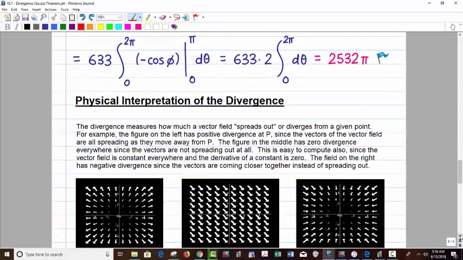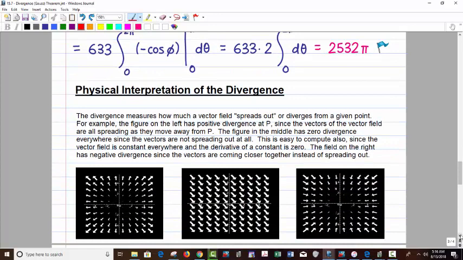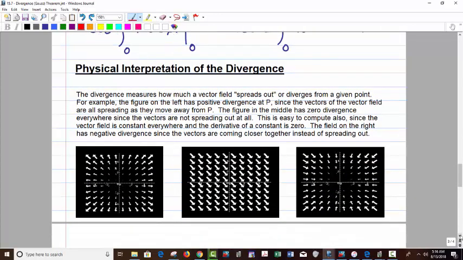All right, we're doing an outstanding job. Okay, I found some information there I thought was maybe interesting to kind of look at. Divergence measures how a vector field spreads out or diverges from a given point. So if it's moving away, it gives a positive result. So the figure on the left has positive divergence. You see everything's kind of moving away from the point, whatever point here it is. It's kind of all going up and away.